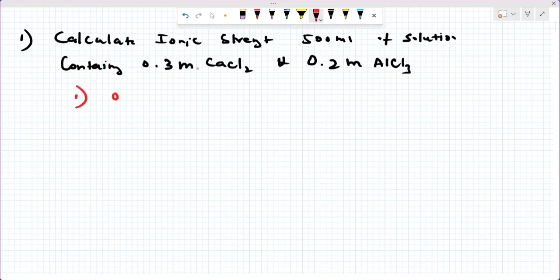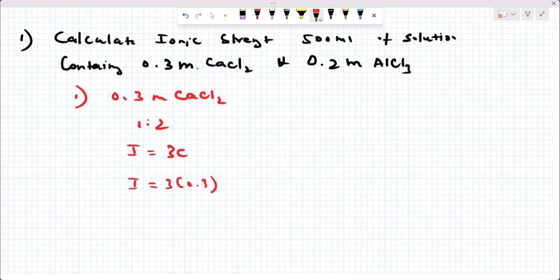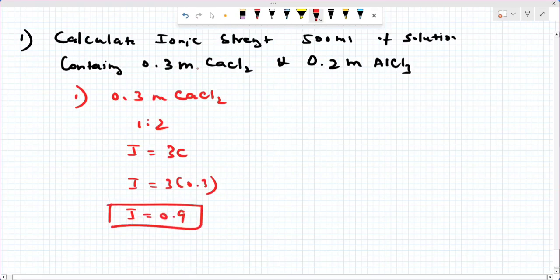First one is 0.3 molal CaCl2. This is 1:2 type. What is the ionic strength formula? 3C. What is the I value equal to? 3 into 0.3. That is I equal to 0.9. You got the point.